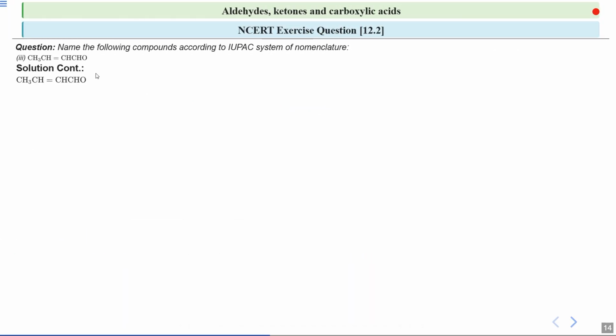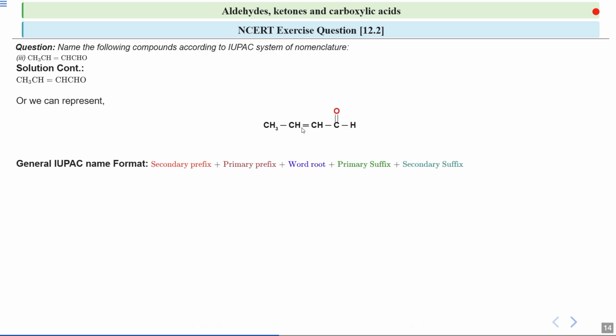In the next part, we have CH3CH=CHCHO. We can represent this in a better way, like this. If you see over here, we again have an aldehyde group which is present, and now we also have a double bond which is present. So the general IUPAC format again is the same: secondary prefix, primary prefix, word root, primary suffix and secondary suffix. It is very important to know this general IUPAC format.